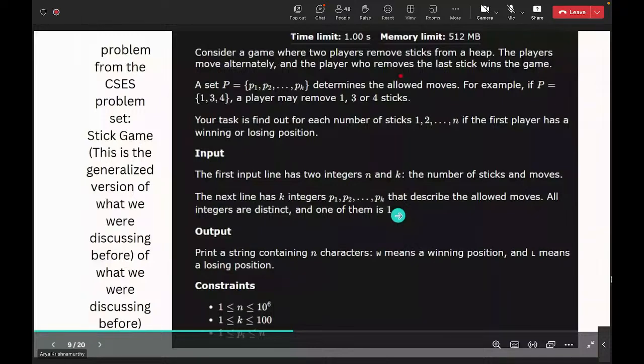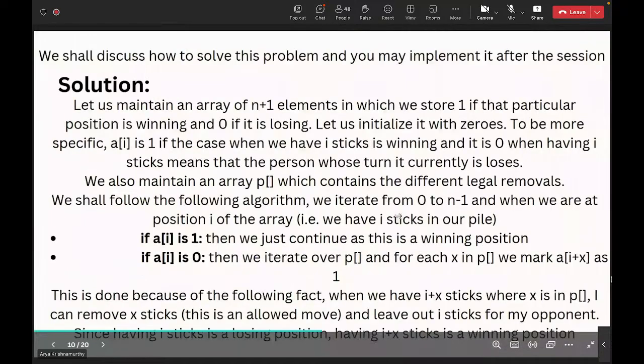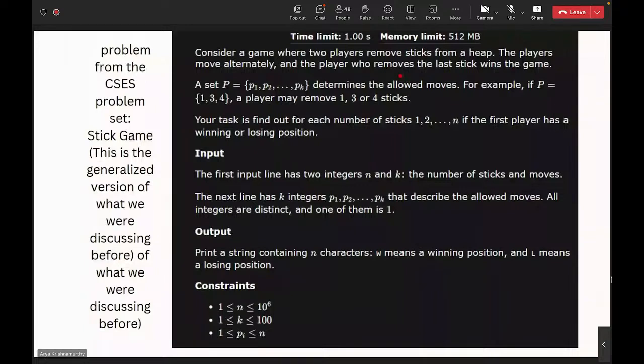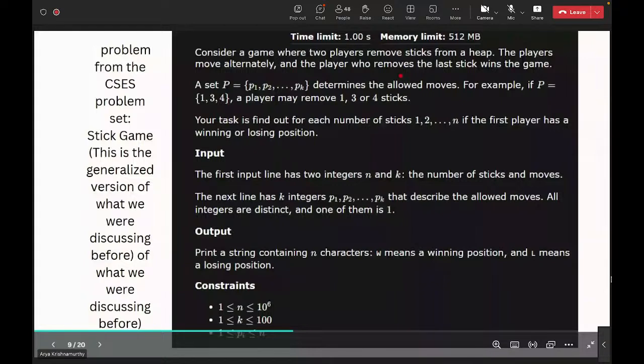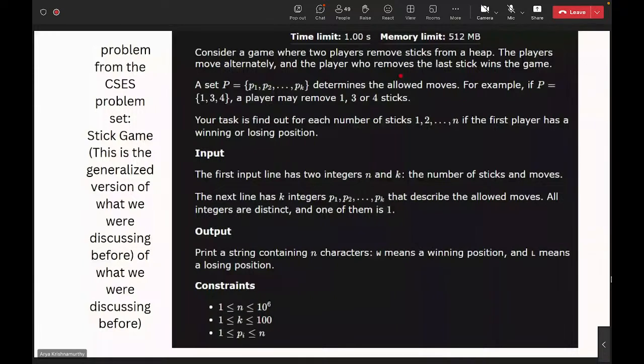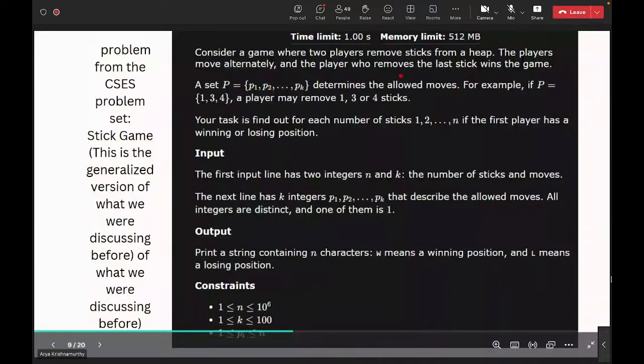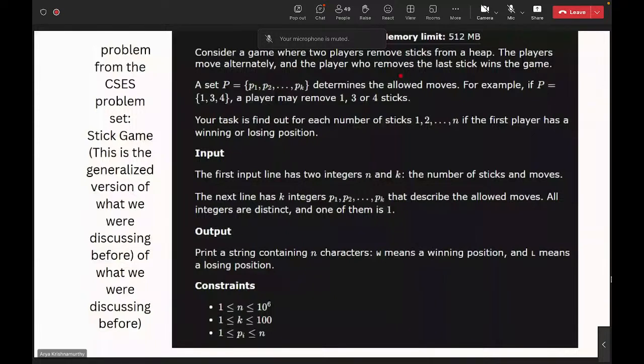Maybe you can try to think about this problem for a minute, and then I'll explain what my approach to the problem was. Yeah, so I'll try to explain what my approach was.